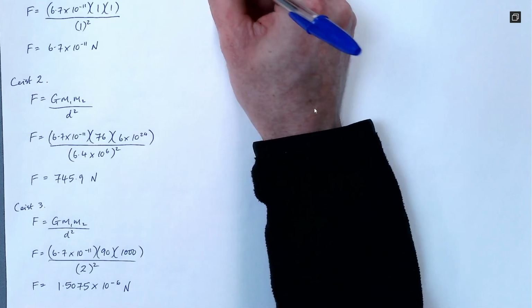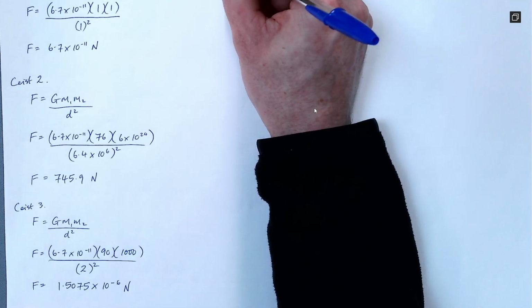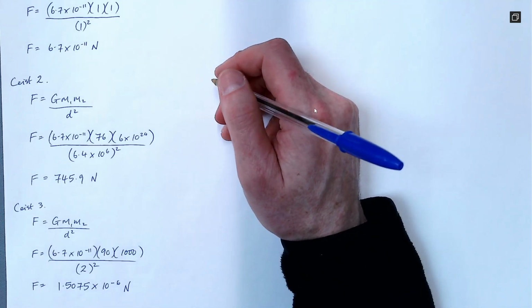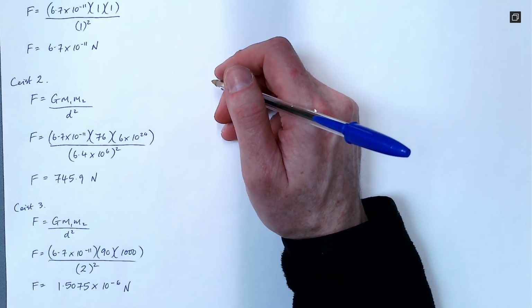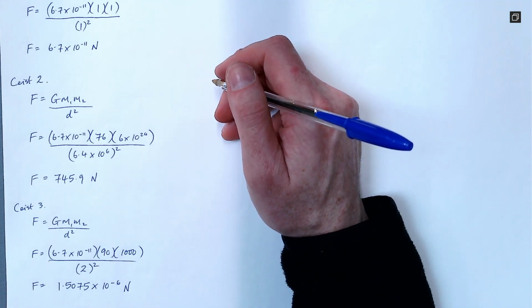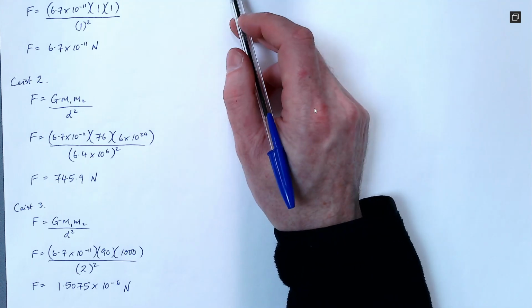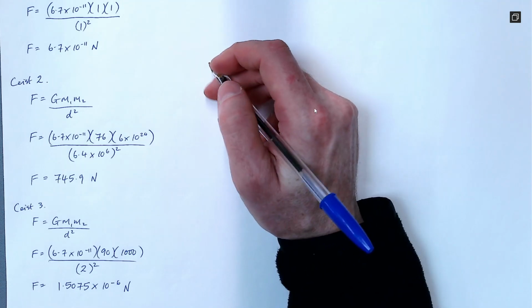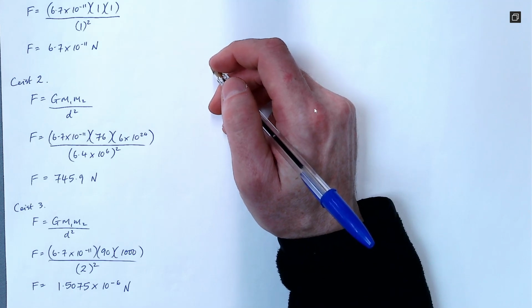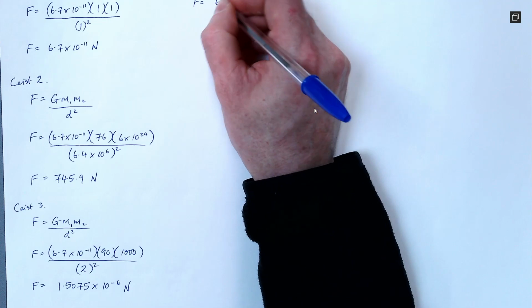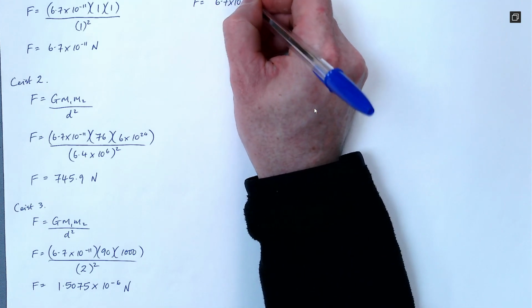So we are going to use the formula again. The force equals G M1 M2 over d squared. Next is the mass of the man and the mass of the moon. So the force equals 6.7 by 10 to the power of minus 11.